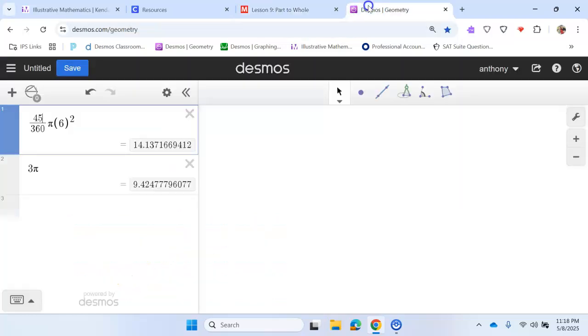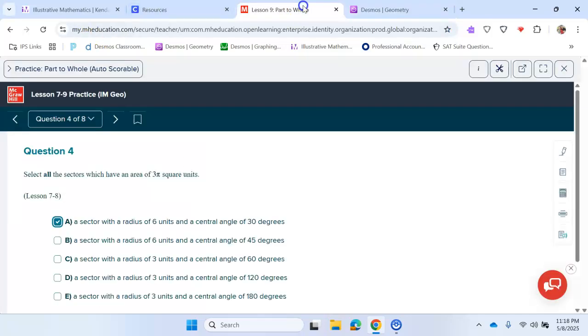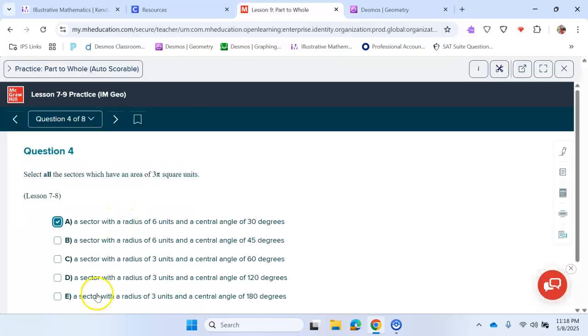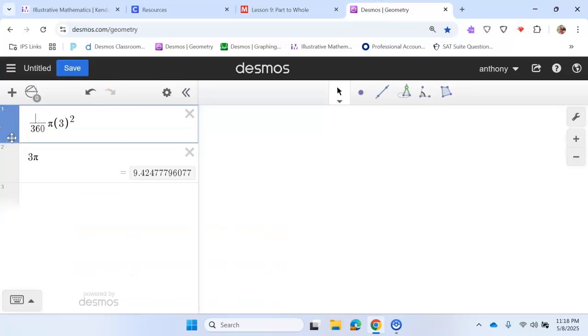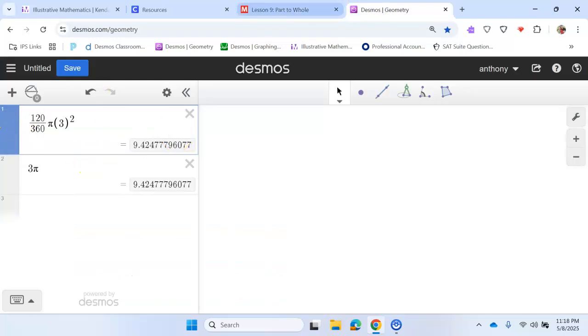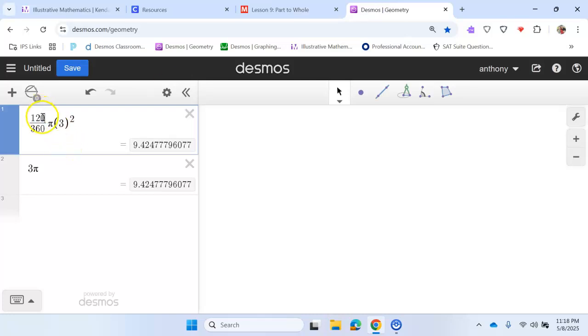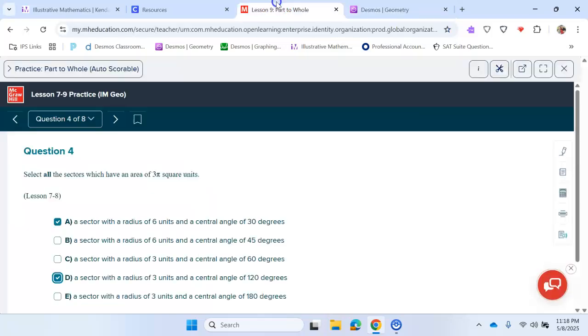A sector with a radius of 3 and a central angle of 60. That does not equal 3 times pi. A sector with radius 3 and a central angle of 120. That does equal 3 times pi. A sector with a radius of 3 and a central angle of 180. That is not 3 times pi.